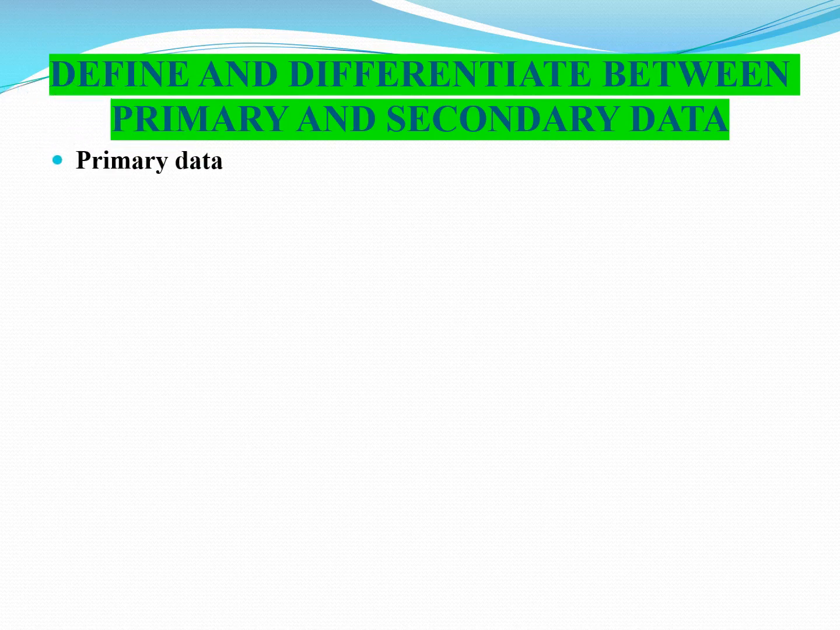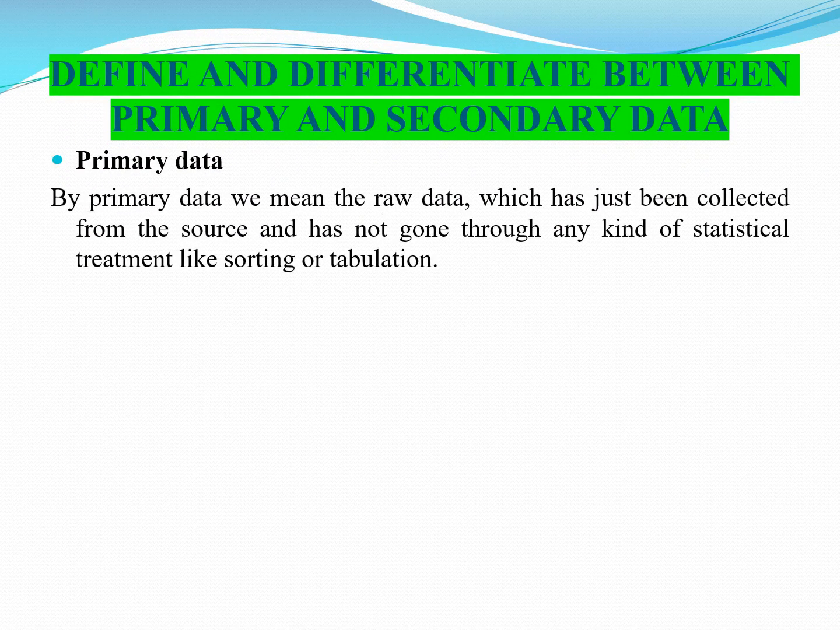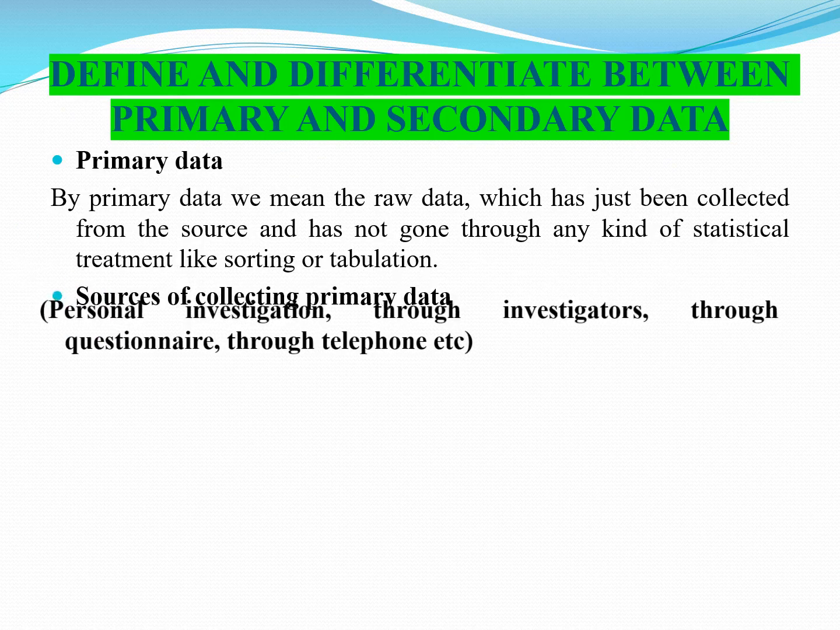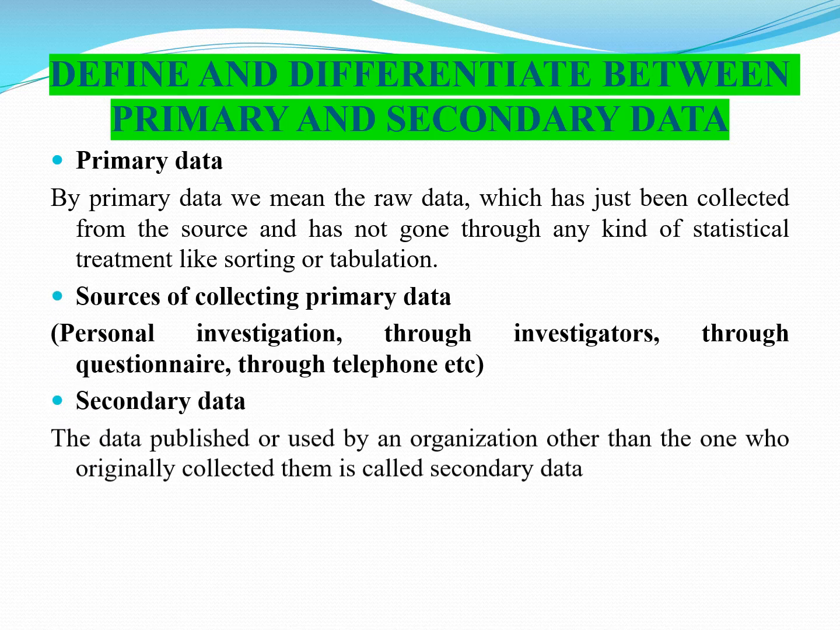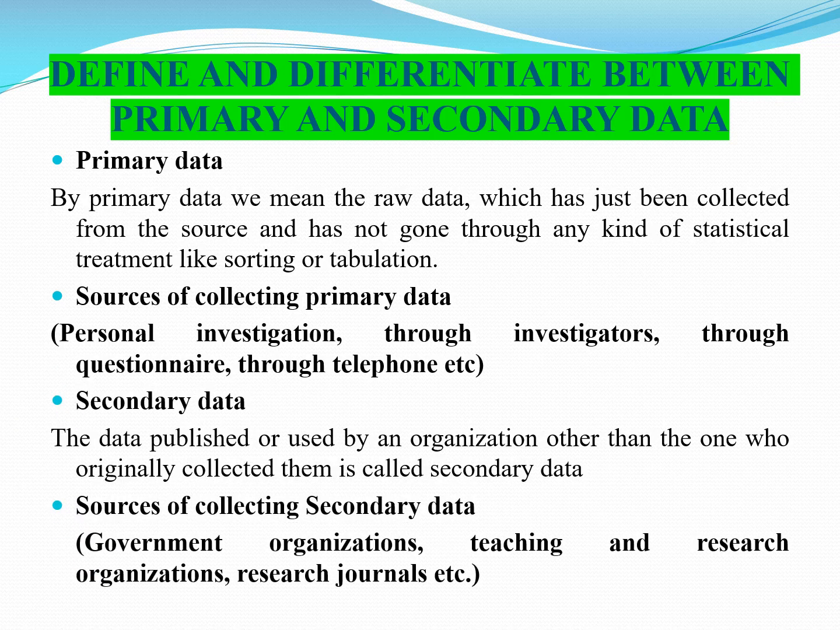Primary data. By primary data we mean the raw data, which has just been collected from the source and has not gone through any kind of statistical treatment like sorting or tabulation. Sources of collecting primary data: personal investigation, through investigators, through questionnaire, through telephone etc. Secondary data. The data published or used by an organization other than the one who originally collected them is called secondary data. Sources of collecting secondary data: government organizations, teaching and research organizations, research journals etc.